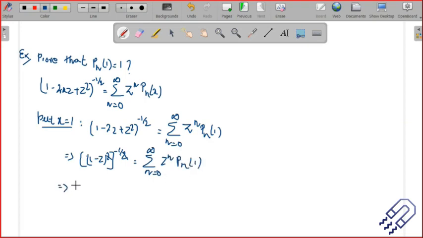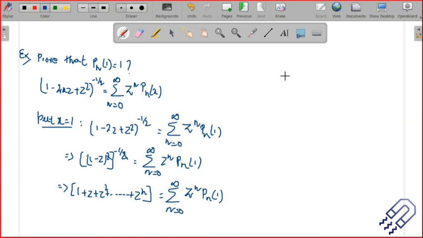So if we expand this, what is this expansion? This is (1 - z)^(-1). You remember (1 - x)^(-1), we'll get all pluses here. So it will be 1 + z + z², and then you can keep on going. This would be z^n. This is the summation n = 0 to infinity of z^n P_n(1), right?